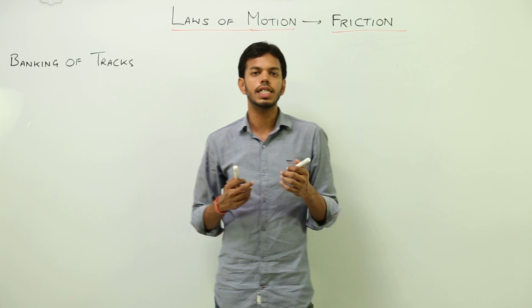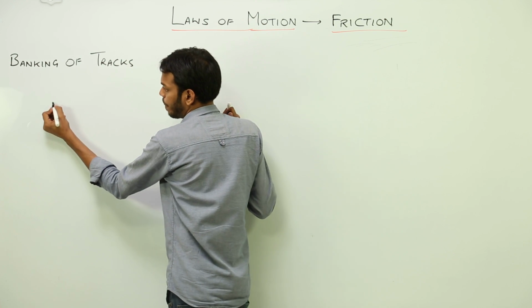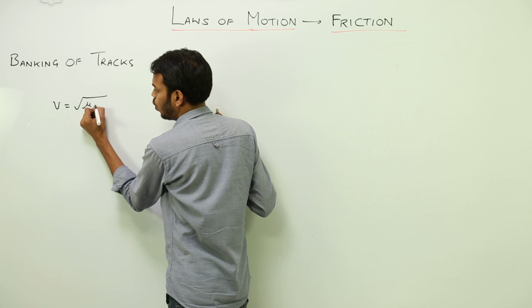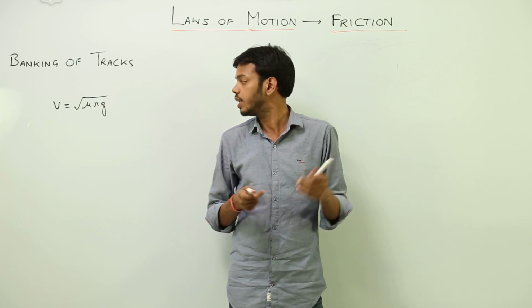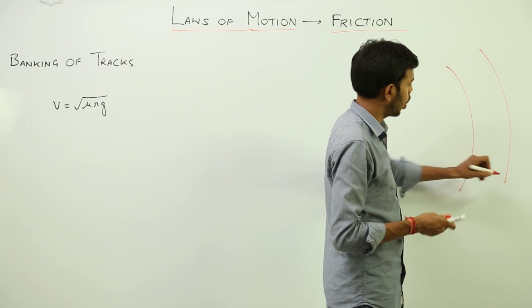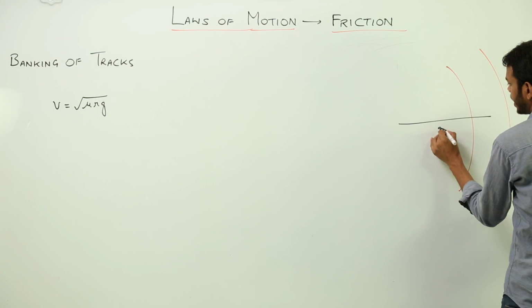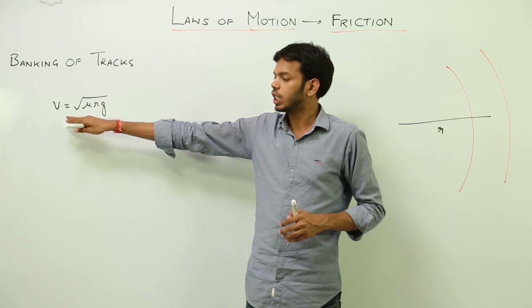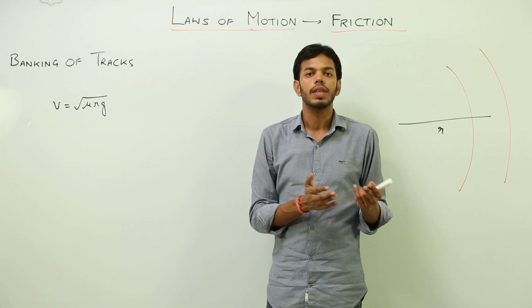Now, as we have discussed earlier, when a vehicle undergoes a circular path, the maximum permissible velocity for it is under root mu r g, where mu is the coefficient of static friction between the road and the tires, r is the radius of the circular path along which the vehicle has to travel, and g is the acceleration due to gravity.